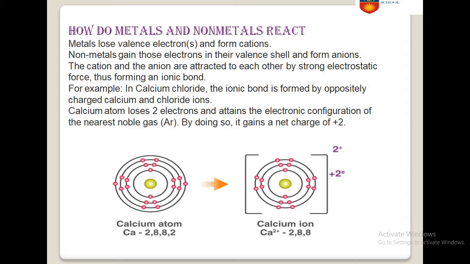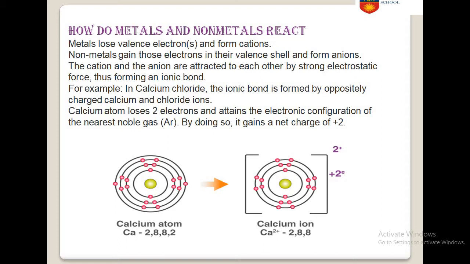Now, what is an ionic bond? In an ionic bond, there is a transfer of electrons from metals to non-metals. Clear? There is a transfer of an electron from a metal to a non-metal. Whereas in a covalent bond, there is a sharing of electrons.